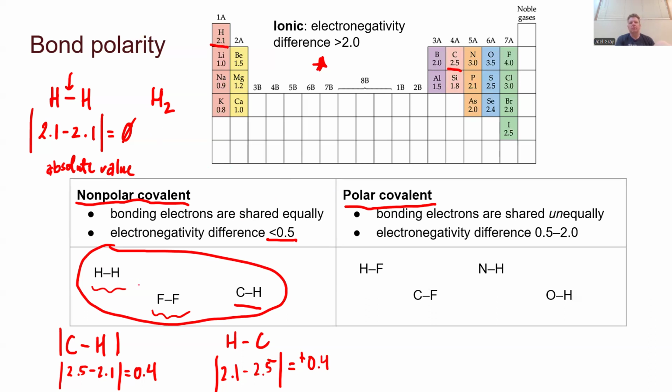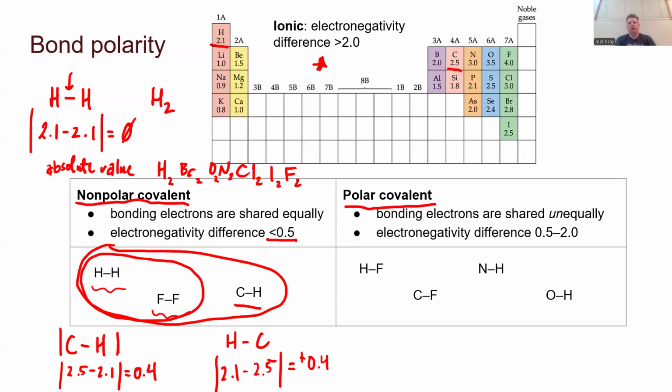So if we go back up to look at H2 and F2, again, we talked about a series of our diatomic elements, H, Br, O, N, Cl, I, F, each with a subscript 2. These are all diatomic elements. Okay, so those are all nonpolar covalent bonds between those two.